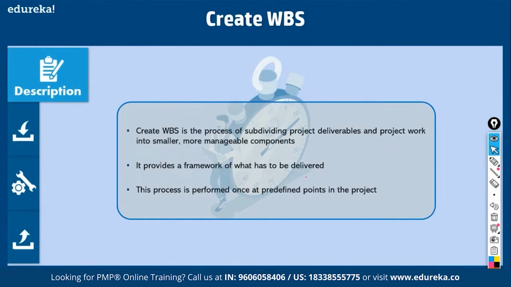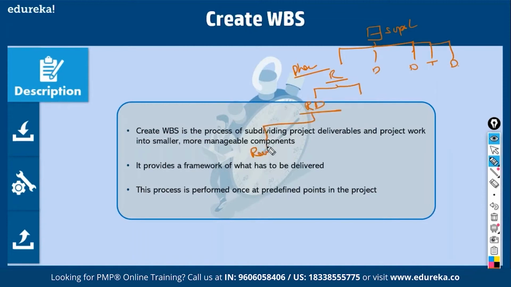So this is a process of subdividing project deliverables and project work into smaller, more manageable components. It provides you a framework. For example, let us say this is the scope statement. You first break it down into phases, for example, requirements phase, then design phase, development phase, testing phase, deployment phase. Then from each phase, you define the major deliverables. For example, requirement documentation is a major deliverable. Requirement documentation for what? Well, Reuters interface, then Bloomberg interface, then interest rate interface, all the requirement documents.